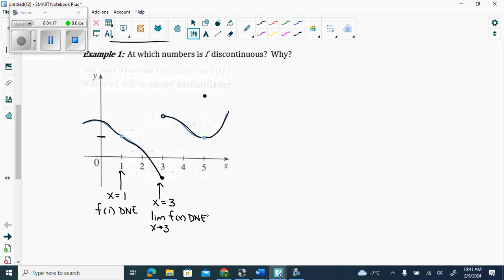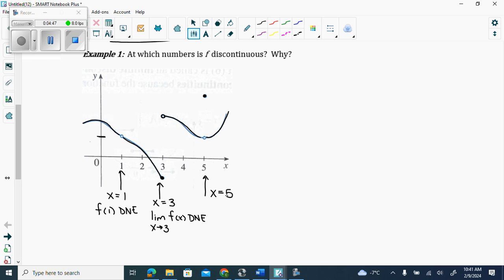So sometimes the limit doesn't exist, sometimes the f of a value doesn't exist, sometimes both of them don't exist. But the moment one of them doesn't exist, you're done. It's not continuous. Okay, where else? Okay, 5. Why? Because the limit of f of x doesn't equal f of a. Right. But what's the kicker here? So the limit works, but what doesn't work?